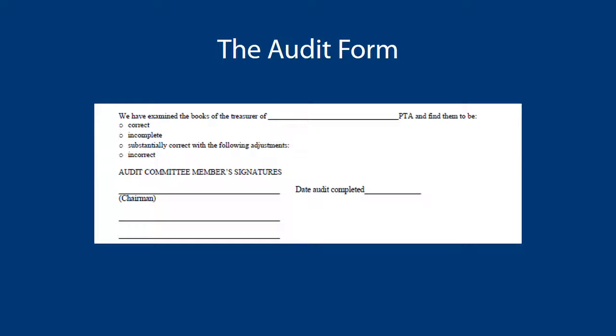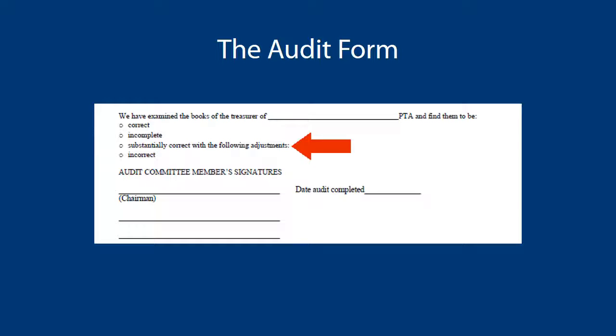Once the audit committee has completed their work, they need to fill out the bottom part of the audit report form. The audit committee reports that the audit found that the PTA's books to be correct, meaning that lines 4 and 8 were equal, substantially correct with the following adjustments. This option is used when two numbers weren't added or subtracted correctly, or a pair of digits were switched when recording a deposit or check. The committee should note what these corrections are.